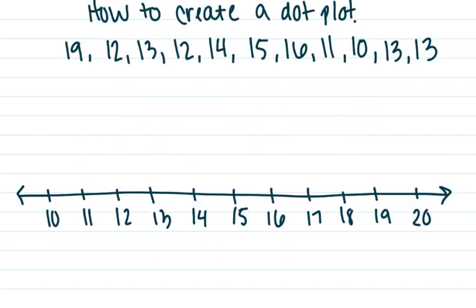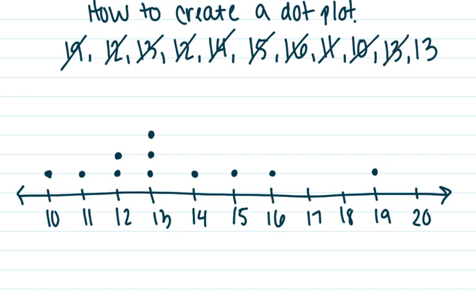We're going to go ahead and talk about how we make one. Well, how do you create a dot plot? You literally put dots over numbers. So here is my data. I'm going to put a dot at 19. I'm going to put a dot at 12. And again, guys, when you put these dots, they're supposed to be a visual representation of how much you have. So try to keep the dots spaced evenly, because if you cram them all together, it makes it hard to read the dot plot. So I'm putting a dot at 15, 16, 11, 10, and then 2 more 13s.